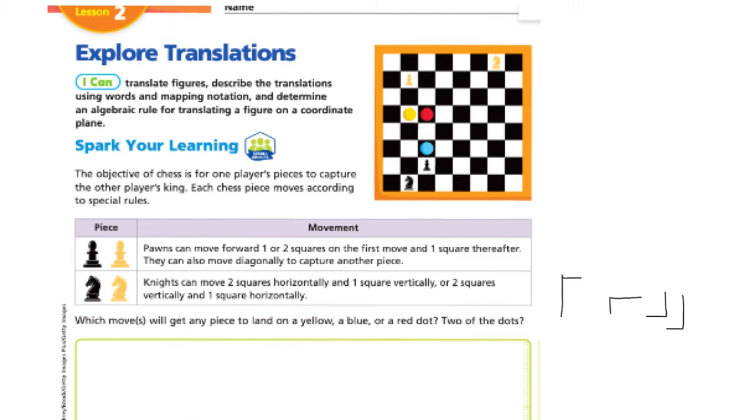So I would encourage you to just look at all the pieces that you have here. There's a knight here and a pawn here, and then a pawn here and a knight here. Just play around with moving them around and see if you can get to these, the blue dot, the red dot, and the yellow dot. So that's that first part, Spark Your Learning. So take some time to pause the video and go ahead and do that.